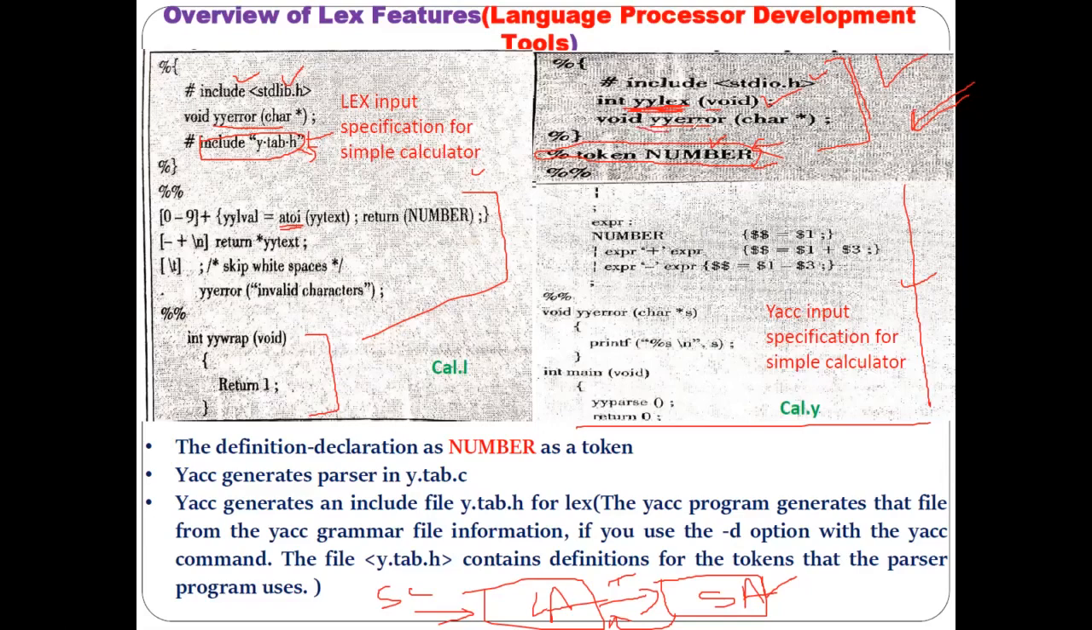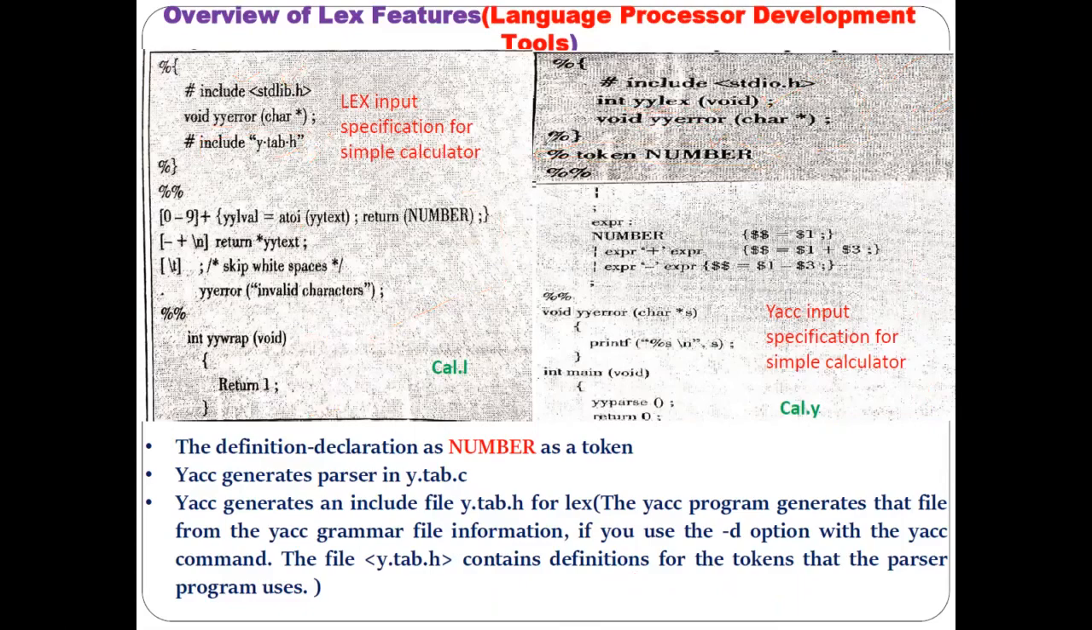Understood? The yyerror function: if there is any error in the syntax, the yyerror function will get called. That is the reason it's also declared here. Okay. Now come to this point, the token declaration as a regular definition. Percentage token number. Now this token you have declared here. Now you need to inform the Lex program also.